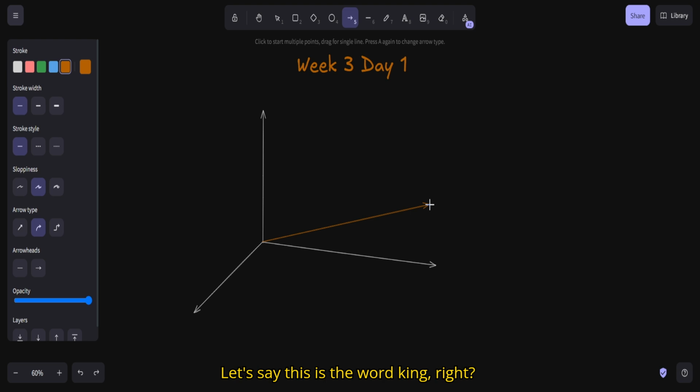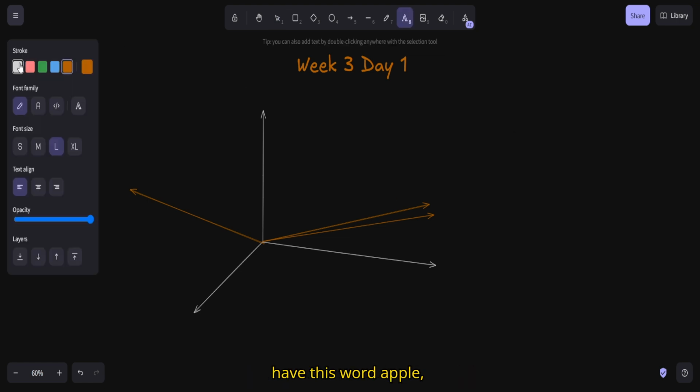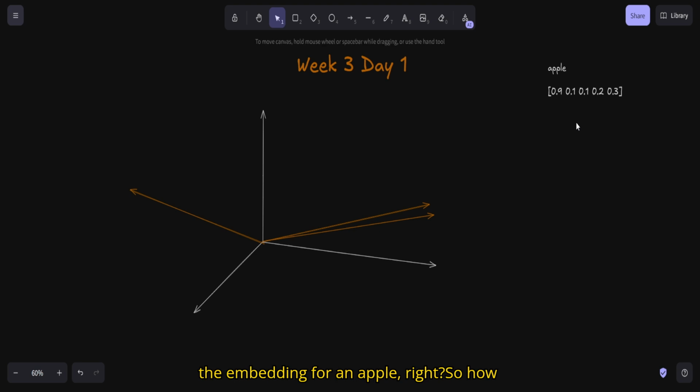Let's say this is the word king, right? The word king will be very close to the word man, but the word queen will be very far from both of them, right? So that is what word embeddings basically is. What word embeddings can help us do is transform any word into a vector form. So let's say I have this word apple. I can write it as something like 0.9, 0.1, 0.10, then 0.2, 0.3. This might be the embedding for an apple, right?